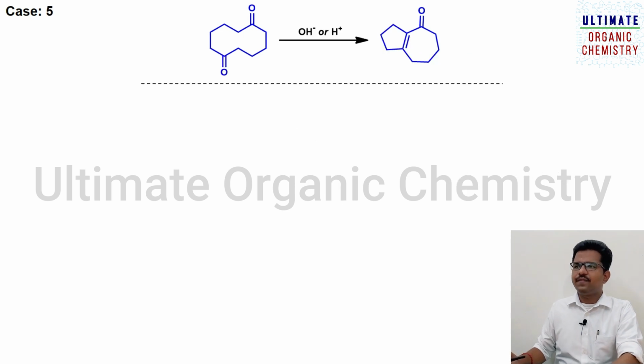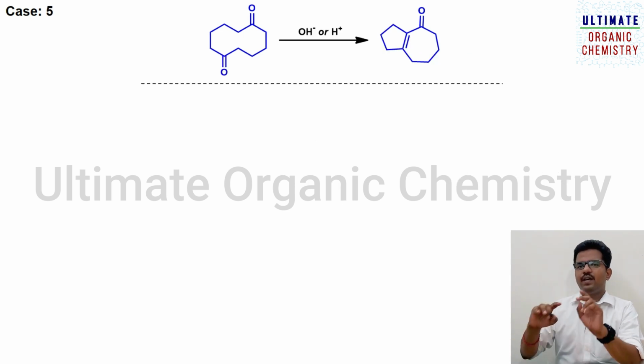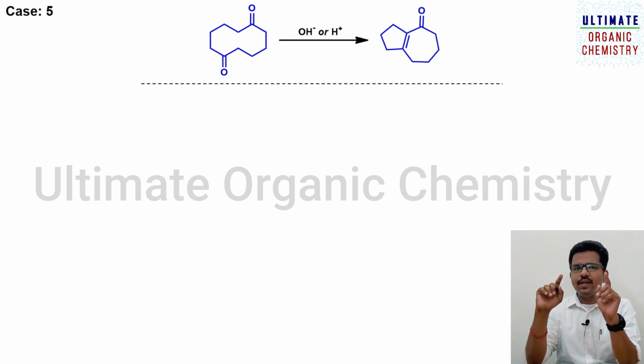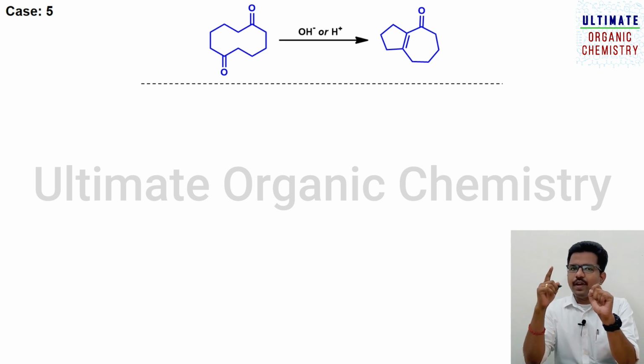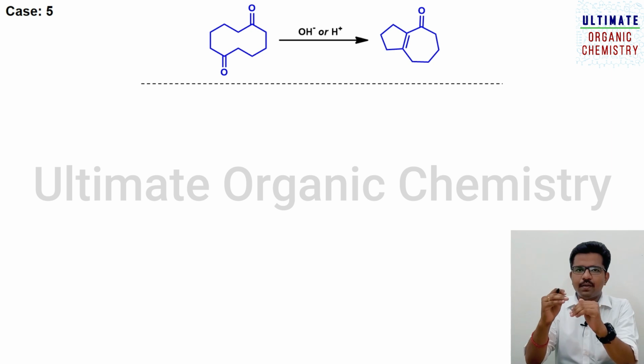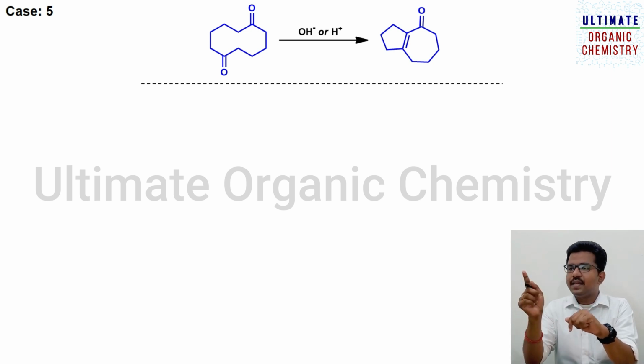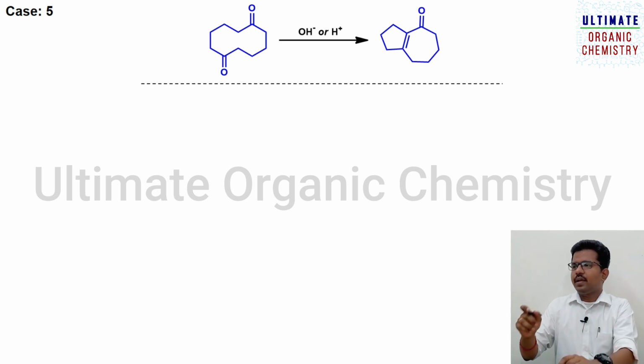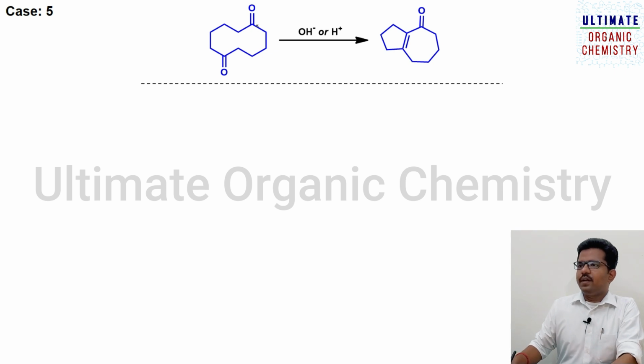The last case, that is the 5th case, where you have two carbonyl groups in a cyclic molecule. If you check the 4 cases, they are acyclic compounds. But in this case it is a cyclic compound, right? So here you have a cyclic ketone. First we need to check whether it is symmetrical or not.